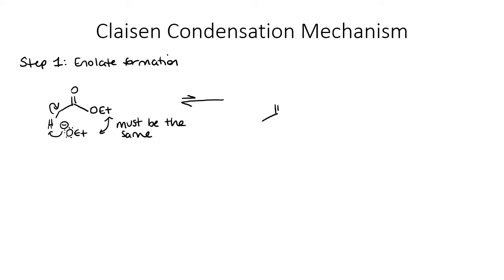Now with Claisen condensations, it is important to pay attention to the reaction arrows because it's going to explain later parts of the mechanism. Okay, so at this point, a very small amount of enolate will form, but once it forms, it is capable of reacting in the next step, which we'll call step 2, which is the nucleophilic attack.